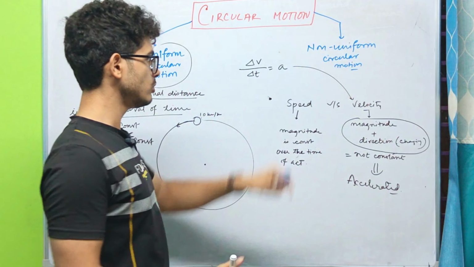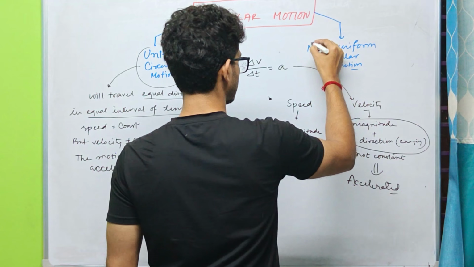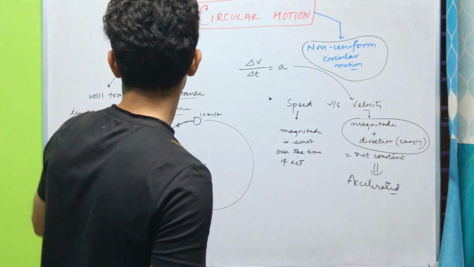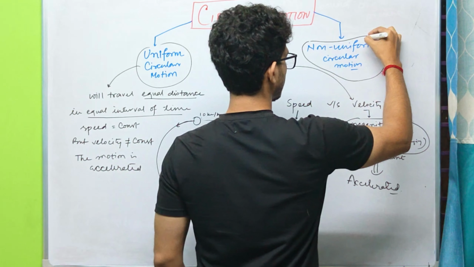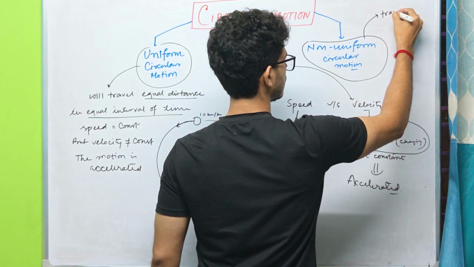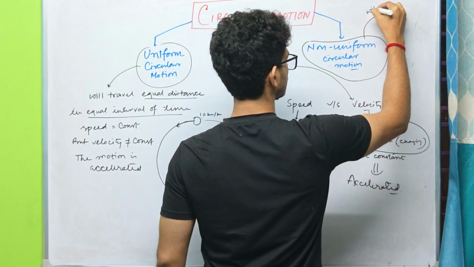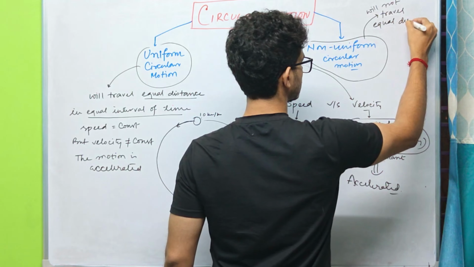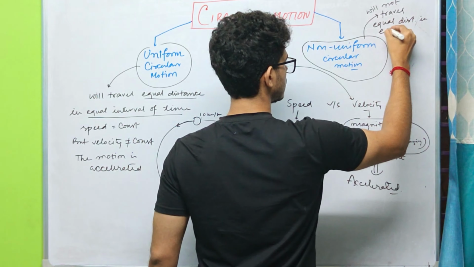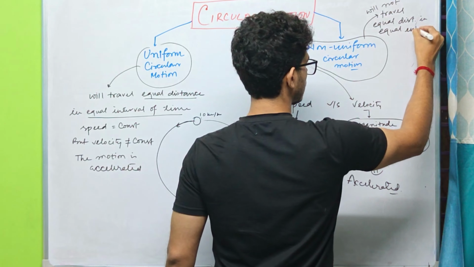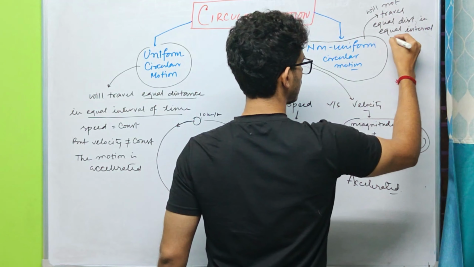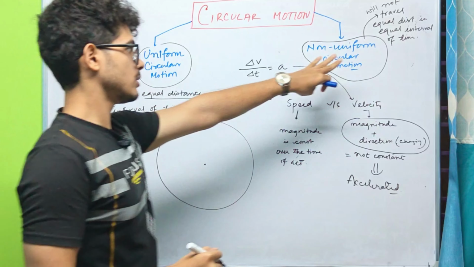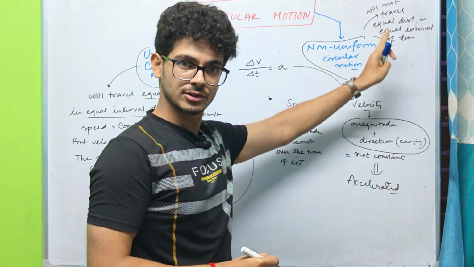But when you talk about non-uniform motion, the case is different. And I think you have already guessed what is going to happen in this case. There it will not travel equal distance in equal interval of time. Is that clear? The velocity will not be constant in this case also.